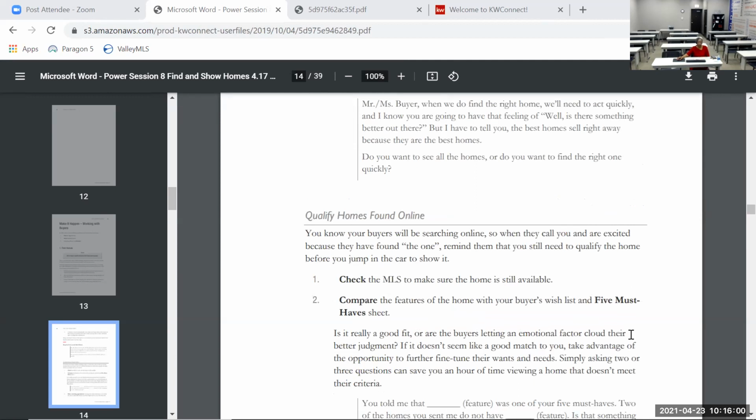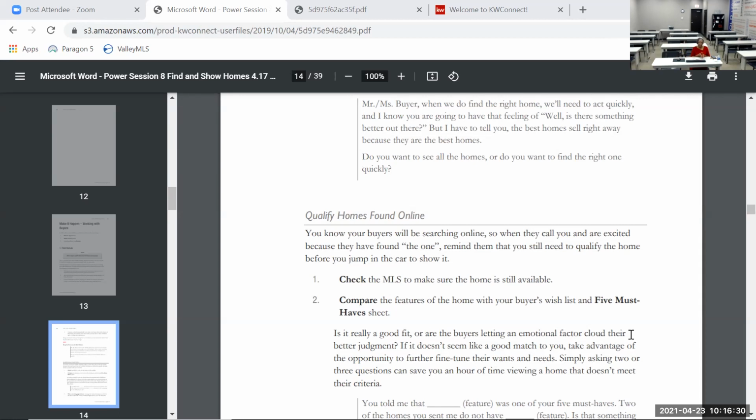Okay, how do you qualify homes that are found online? You know your buyers will be searching online, so when they call you and are excited because they found the one, remind them that you still need to qualify the home before you jump in the car to show it, okay? We found it, I know this is going to be the perfect home. I've had that happen. And then when I get them there, they're like, oh, these rooms are smaller than we thought. Oh, this house is not in the condition that we thought.